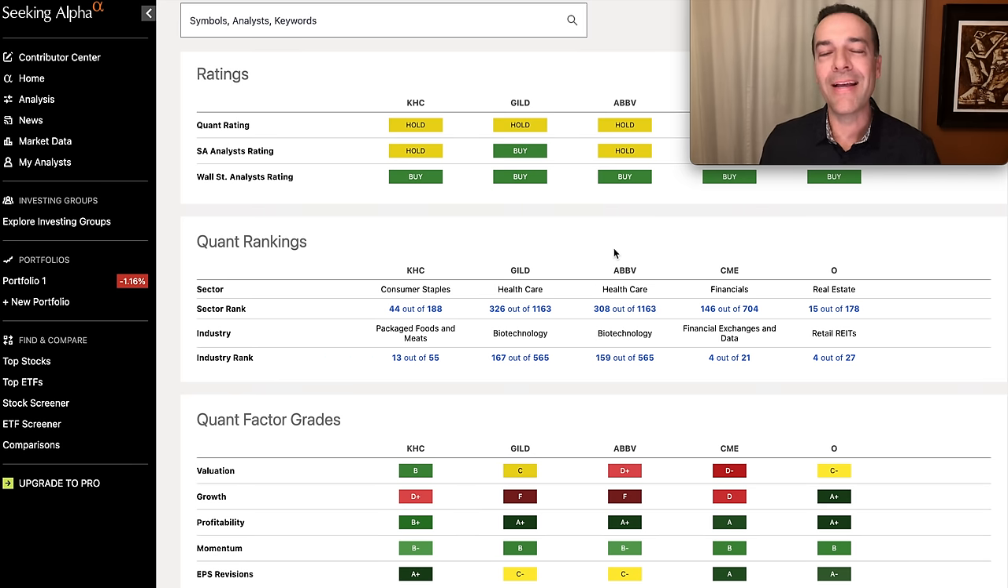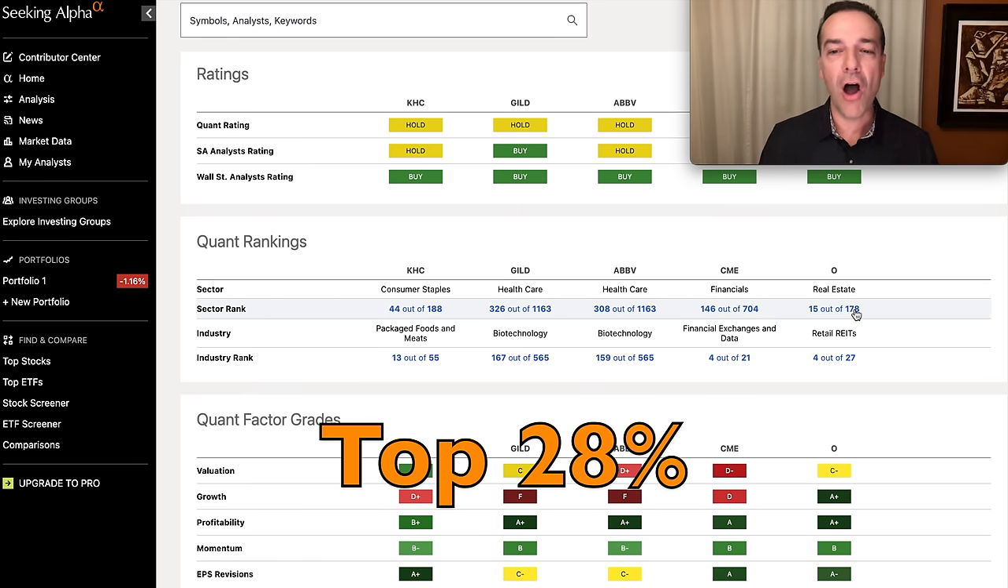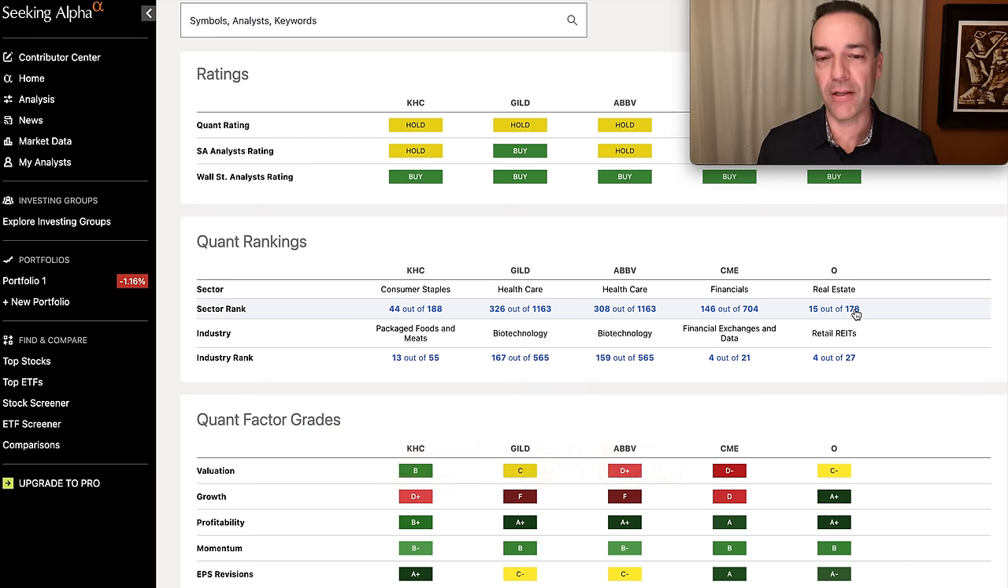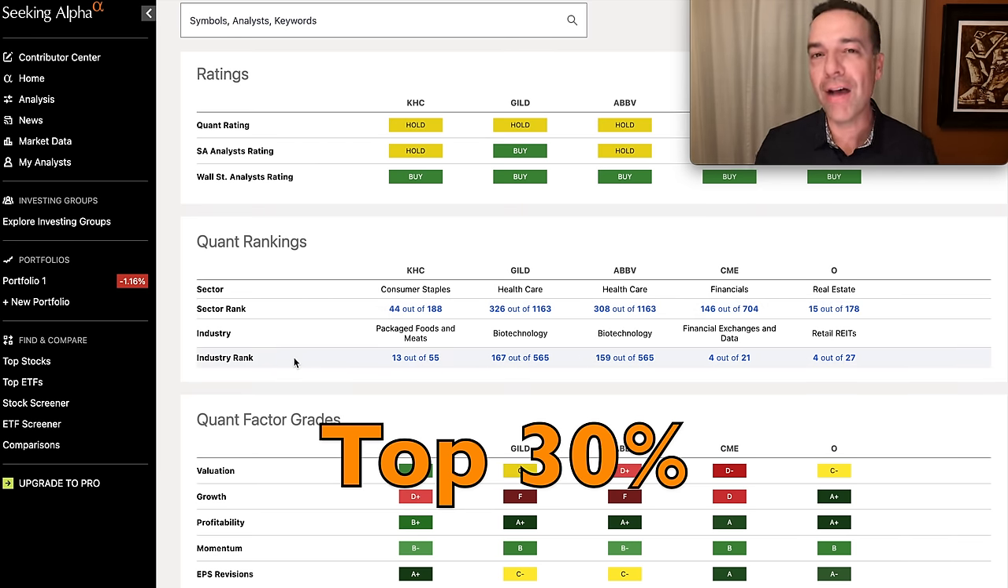And this is simply a way that Seeking Alpha ranks stocks. I wanted to see if there's a pattern or something that we could use to find new opportunities. Notice here that in the sector rank, all 5 of our top option wheel stocks were in the top 28% of their sector rank. Now looking at industry rank, all 5 of our top stocks were in the top 30% of companies in that industry.